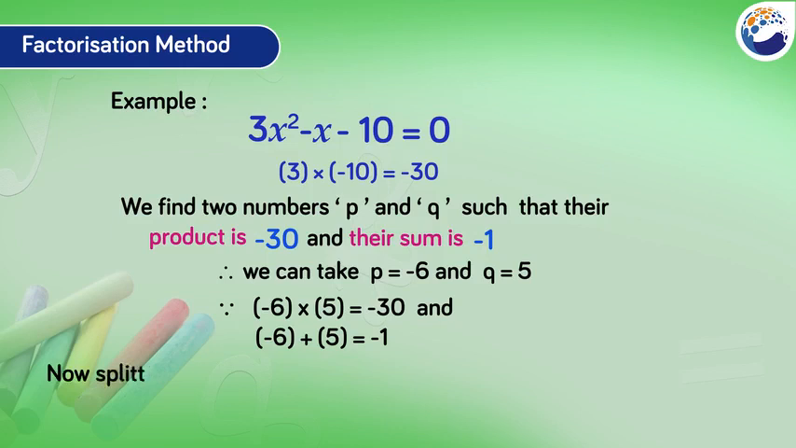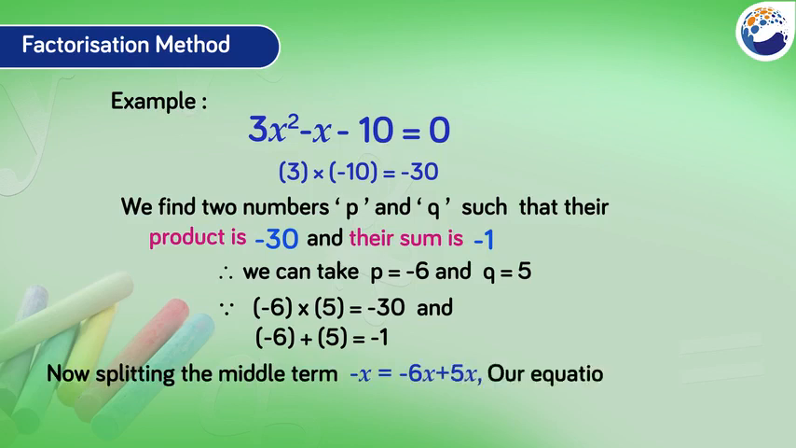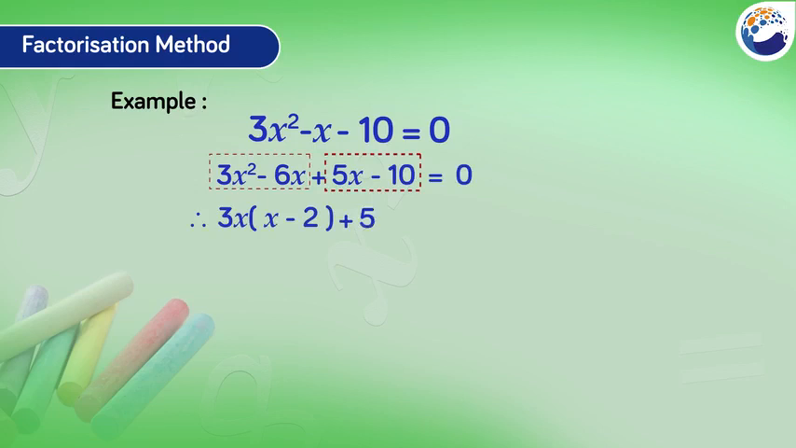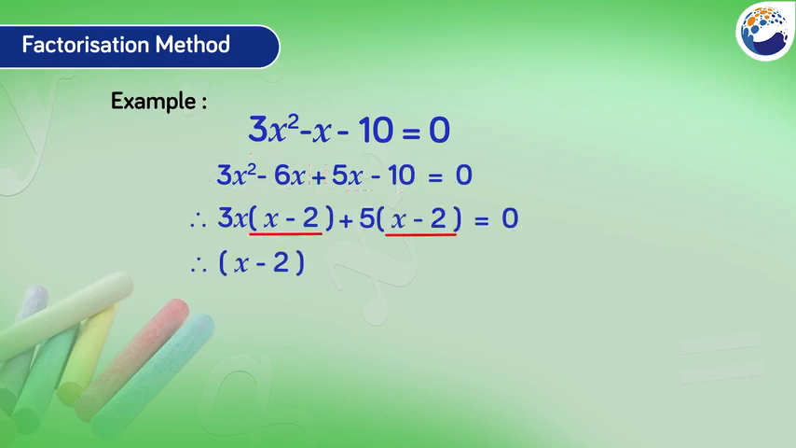Therefore, splitting the middle term, −x = −6x + 5x. Our equation becomes 3x² − 6x + 5x − 10 = 0. 3x is a common factor in 3x² − 6x, and taking +5 common in 5x − 10. Now, taking x − 2 common, we get (x − 2)(3x + 5) = 0.